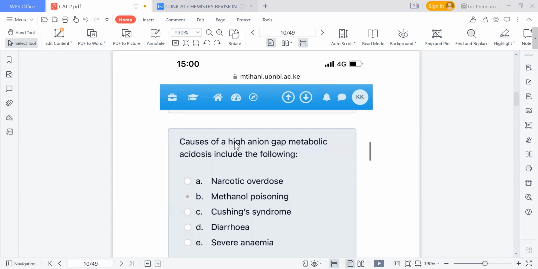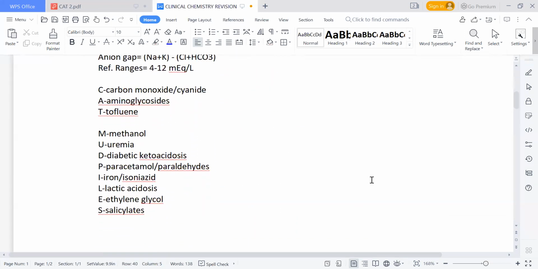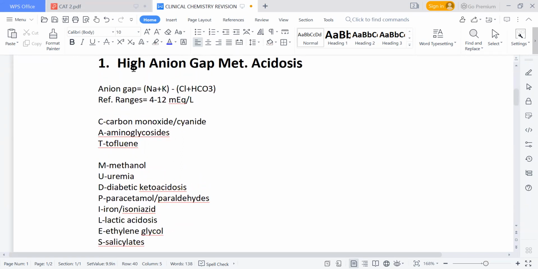The question asks which causes high anion gap. And for high anion gap, there's an acronym. I hope you can see my slides still. This is the acronym for the causes of a high anion gap metabolic acidosis. It's CAT MUDPILES. I'll send the slides so that you can look into it more keenly. But for now, we can see M here in MUDPILES stands for methanol. So methanol poisoning is correct.